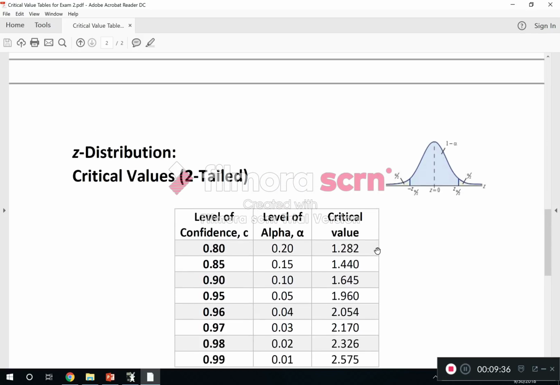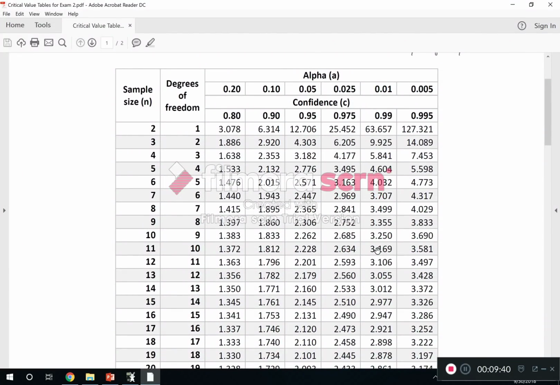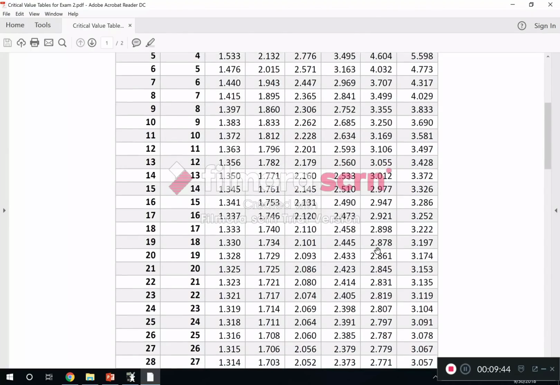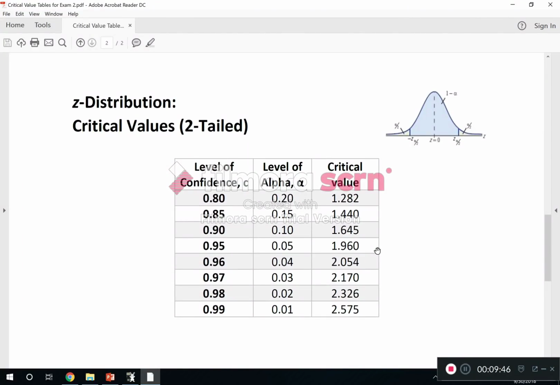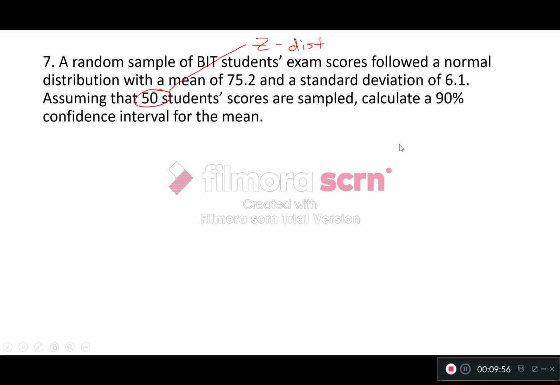If we had n less than 30, we would have gone to our t distribution instead, where we would have had to cross-reference our sample size with our confidence level. But the z distribution one is actually a little bit easier. The sample size is irrelevant. We just look at our confidence level, so 90% corresponds to 1.645. So heading back to the slides, we've identified our critical value now. Our critical value was 1.645, reading off of that table.